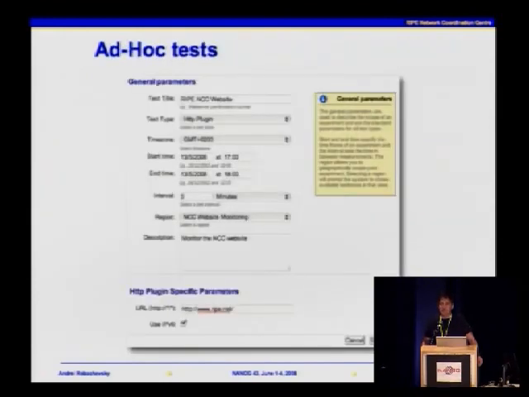Here is a user interface for those ad hoc tests. Well, this particular one actually measures a web application. It's called the HTTP plugin. We have a few predefined plugins developed. And this interface allows you to specify for how long you would like to run this experiment, what's the frequency of this experiment, what's the region you want to measure performance of your application from, and of course the URL of your web server.